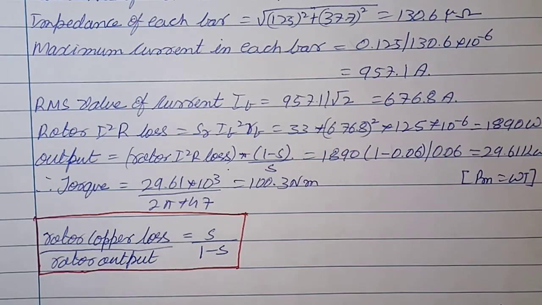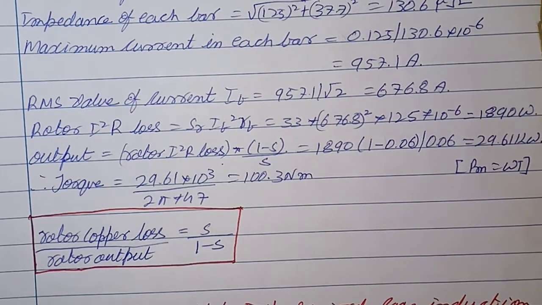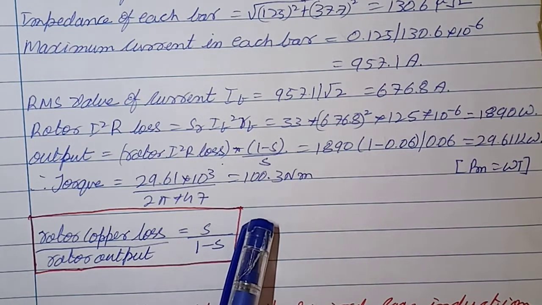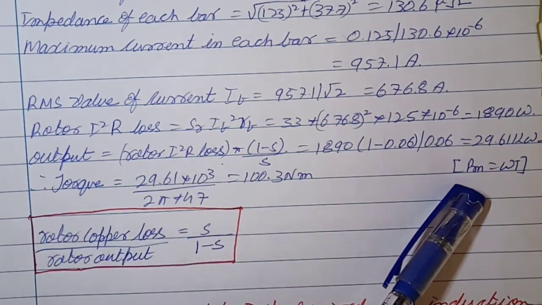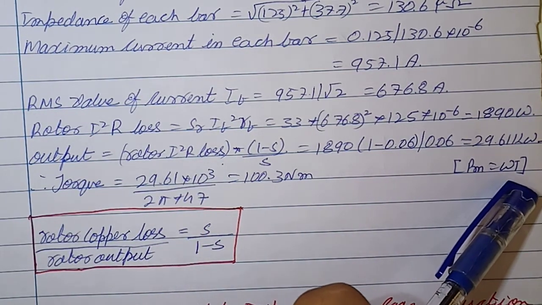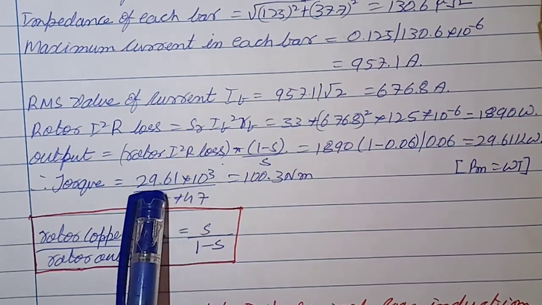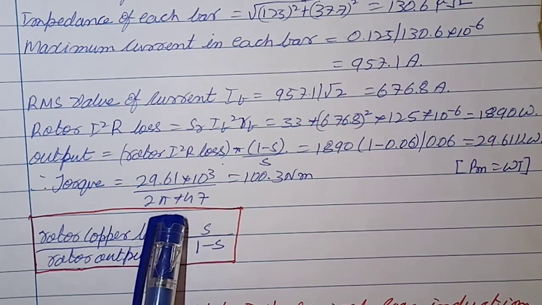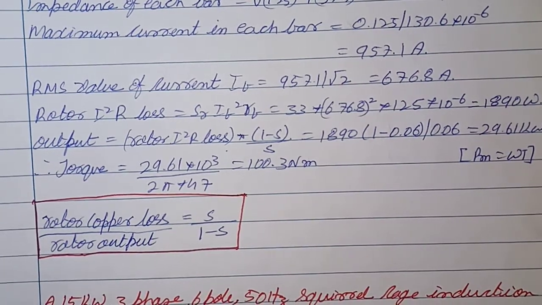29.61 kilowatt. Therefore the torque is given by 29.61 into 10 raised to 3 divided by 2 pi into 47, right? Which comes around 100.3 Newton meter. For this the equation is output is equal to omega T, so T will be Pm by omega, 2 pi F. The output that we have got is 29.61, divided by 2 pi F. So it is 100.3 Newton meter.